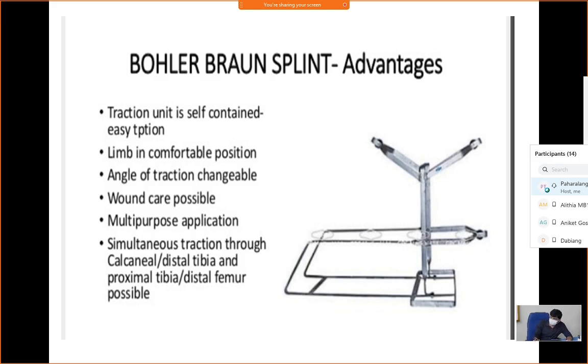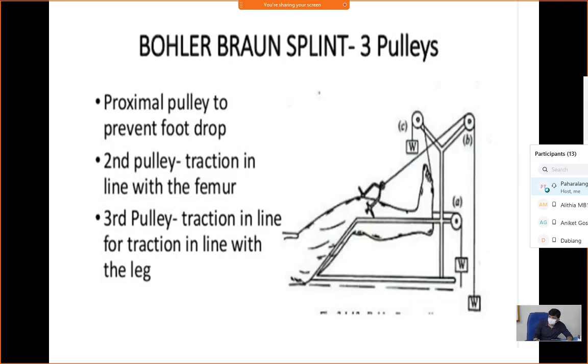Traction units are self-contained and can be used easily. Limb is in a comfortable position. Angle of traction can be changed. There are three different pulleys for traction, so you can change the angle of the traction in whatever direction you want. Multi-purpose application. As I already told, it can be used for traction also.